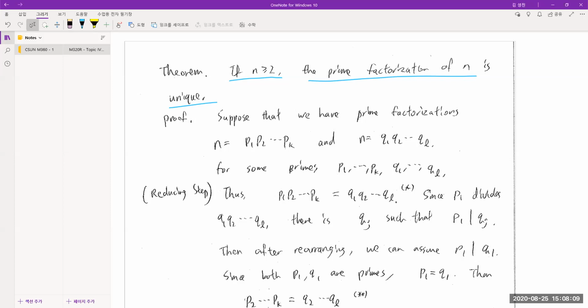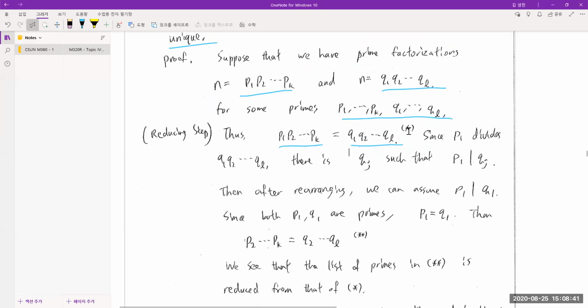Suppose that we have two listings of prime numbers that end up as n. So n equals the product p1 through pk, and also the product q1 through ql. And these are prime numbers, p1 through pk and q1 through ql are prime numbers. Well, both of them are factorizations of n, therefore the products must be equal. Let's call it a star.